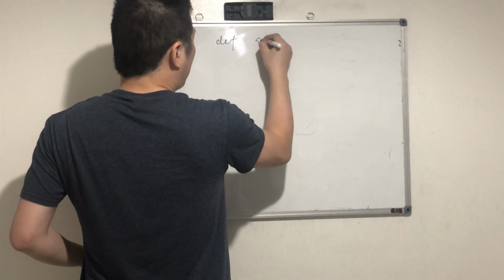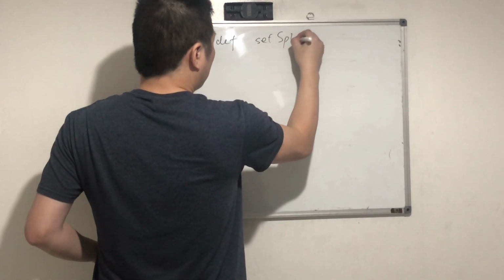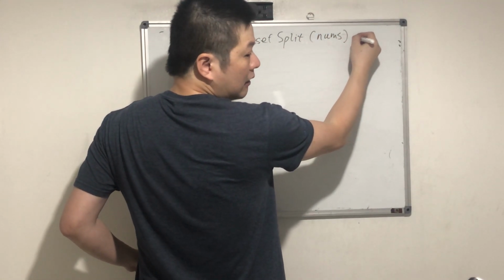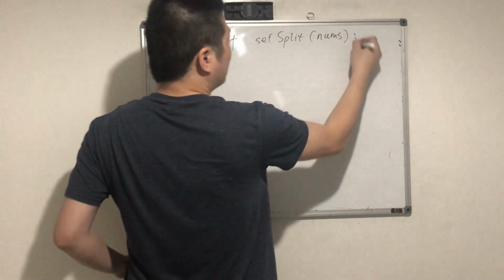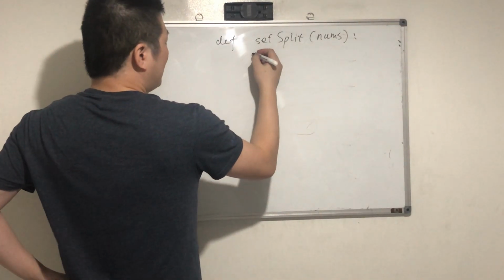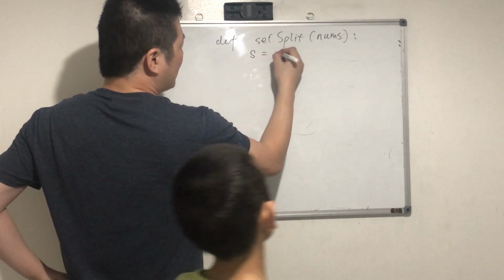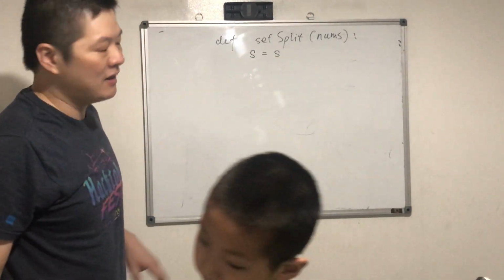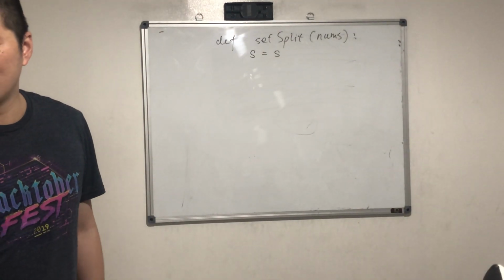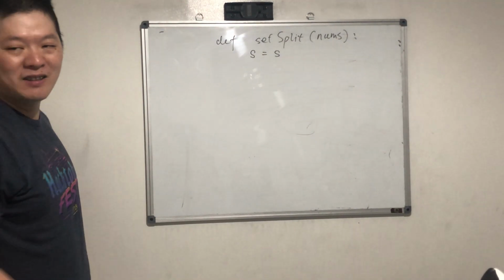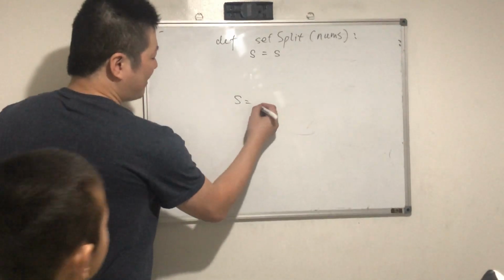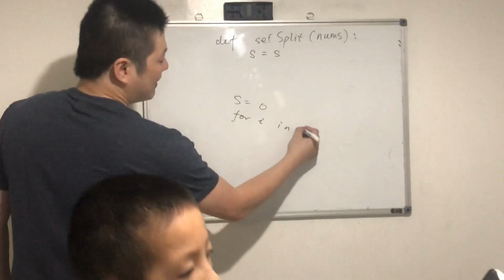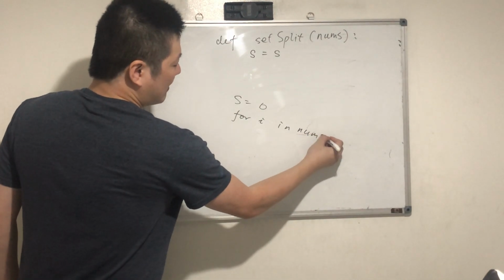Define split nums. Okay, now look. Let's say sum equals sum. How can we find the sum of all the numbers in nums? Can you write a for loop? Look, s equals 0 and then what? For i in nums.